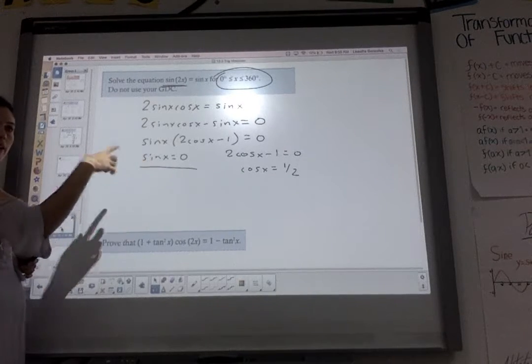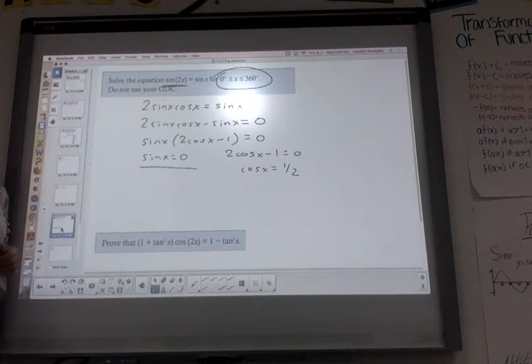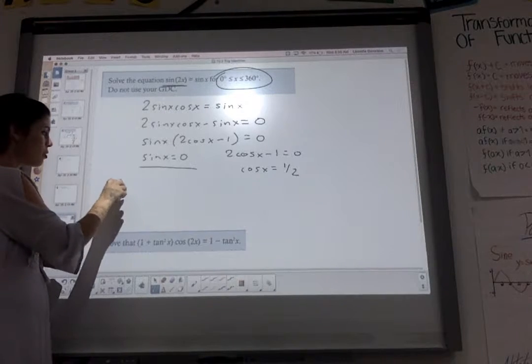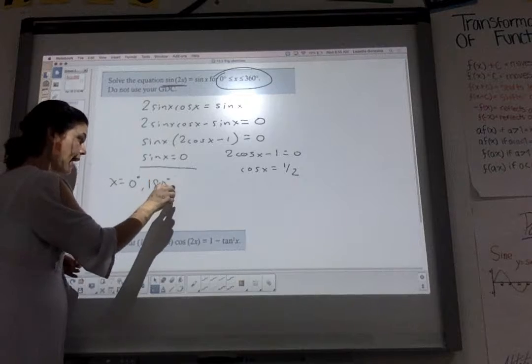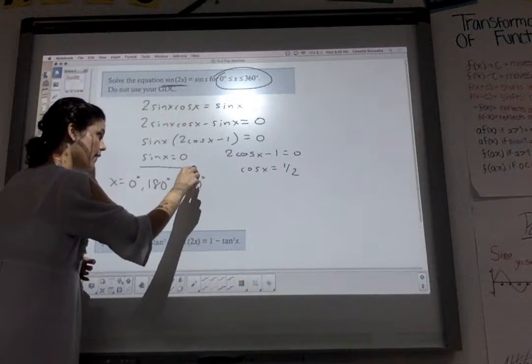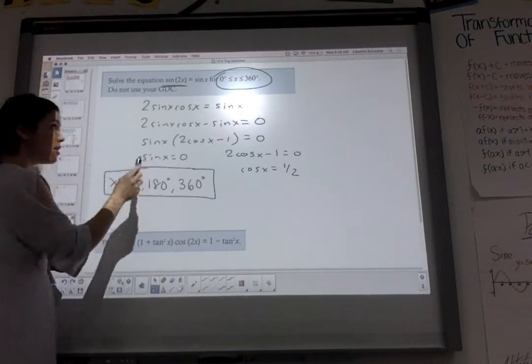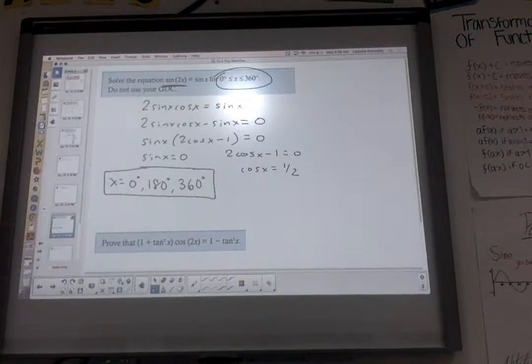This equation right here has 3 answers in itself. X equals, tell me again, 0, 180 and 360. See, that's because the domain is in degrees.